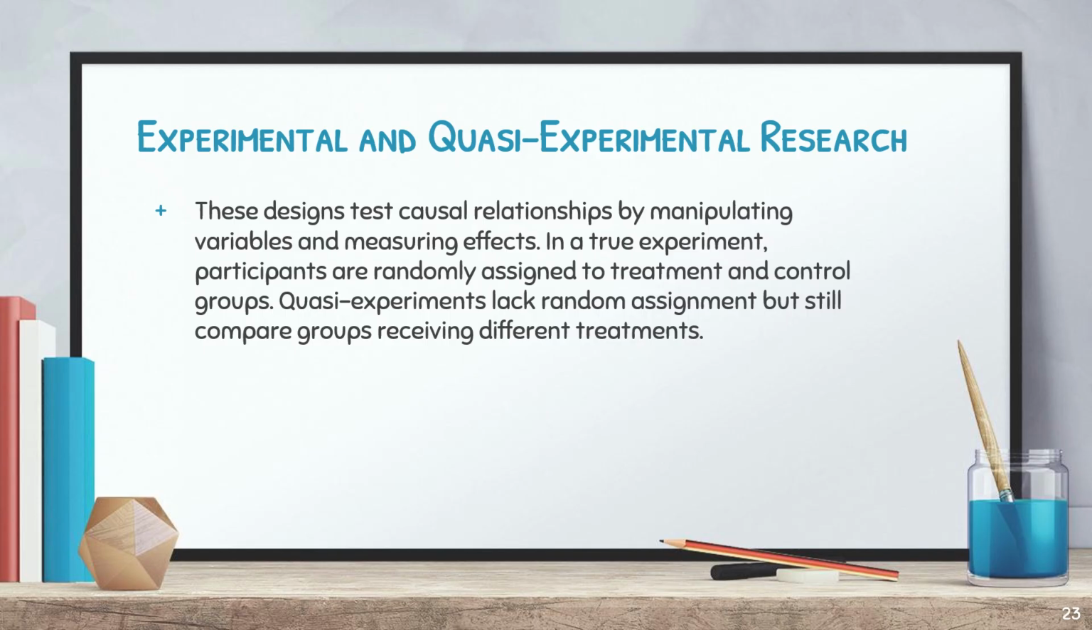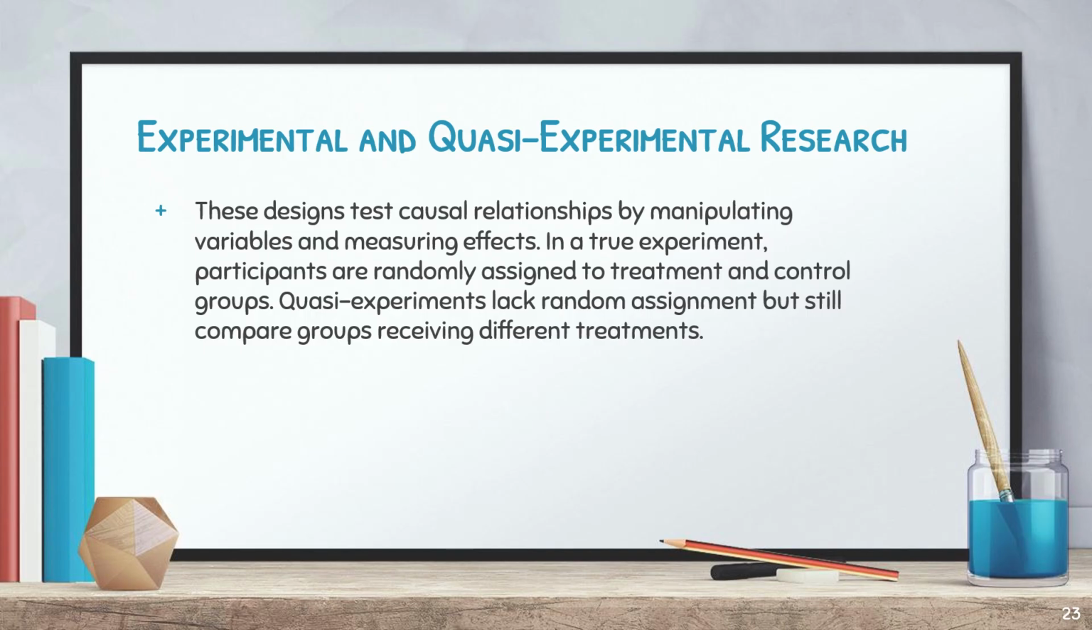So the first quantitative design is experimental and quasi-experimental research. These designs test causal relationships by manipulating variables and measuring effects. For instance, in a true experiment, participants are randomly assigned to treatment and control groups. Quasi-experiments lack random assignment, but still compare groups receiving different treatments.